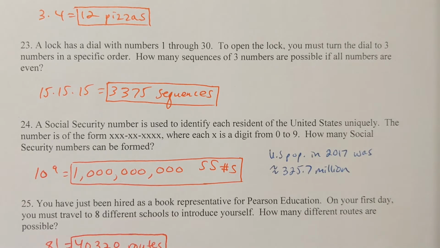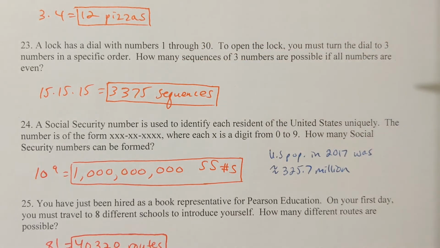Problem 23. A lock has a dial with numbers 1 through 30. To open the lock, you must turn the dial to 3 numbers in a specific order. How many sequences of 3 numbers are possible if all the numbers are even? Okay, so on this lock, you've got 30 numbers, so half of them are going to be even, half of them are going to be odd, right? So there's 15 even numbers. Now they didn't say anything about not repeating. So one possible combination to consider could be 8, 16, and 8.